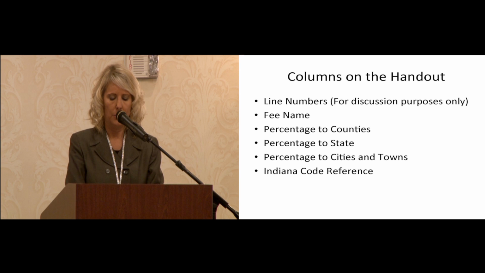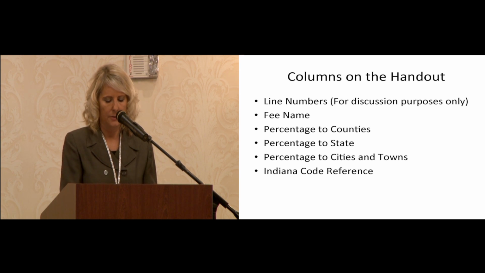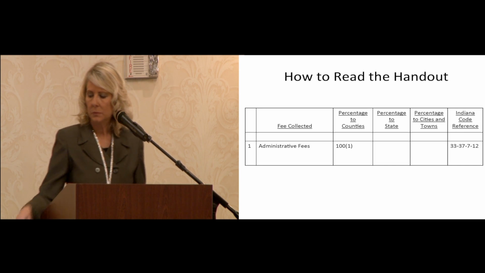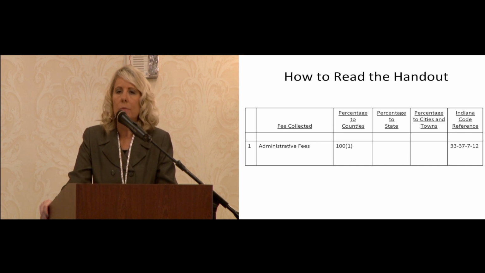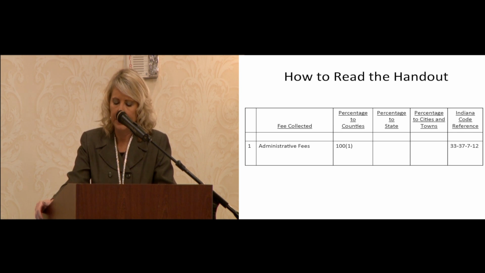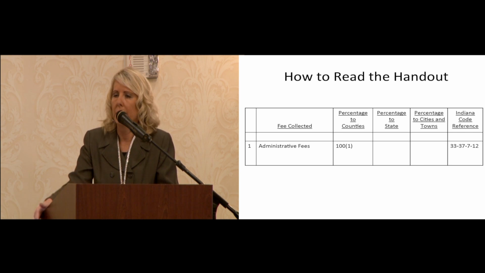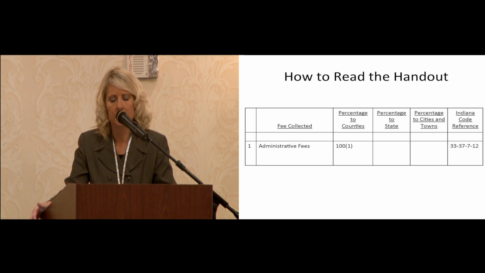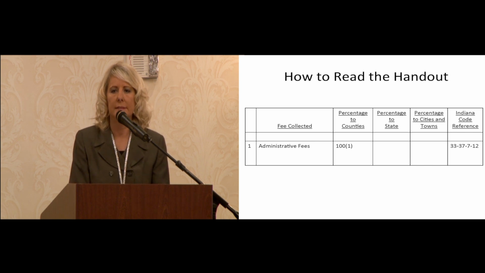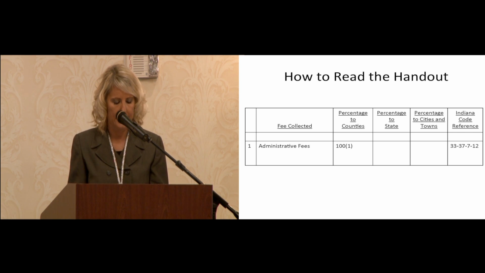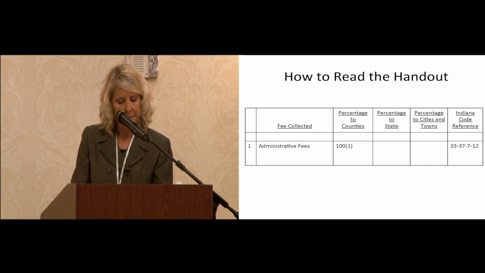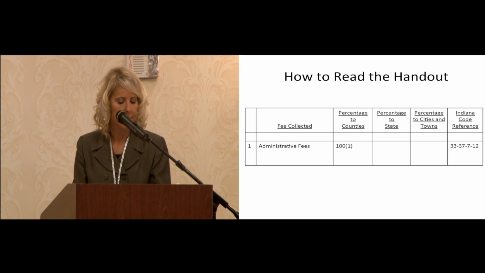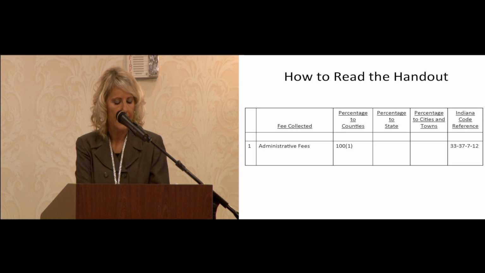Talk a little bit about how we read this handout. So we'll start out with an easy one. On line 1, we have the administrative fee. The percentage to counties column tells us that it is 100% going to the county, and the 1 in parentheses refers to the legend that's either on the next page or the back of your handout. The one in parentheses on the legend says that it's 1,000 county general fund.